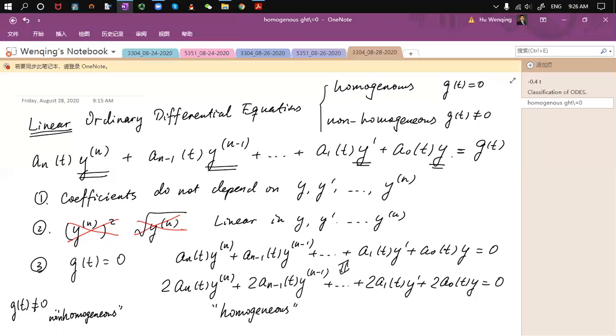Well, the key point is that g(t) is the only term in this equation that does not involve any of those y's. So you collect all the terms that involve the unknown function to the left-hand side of this equation, and the right-hand side is the term that does not involve any of those y's. If that term is 0, then it's a homogeneous equation. If it is non-zero, then it's a non-homogeneous equation. So this is how you determine homogeneous and non-homogeneous equations.